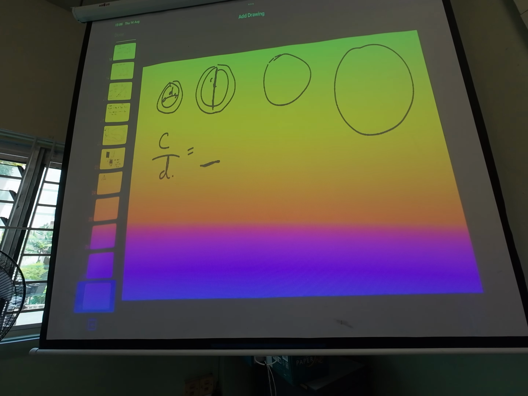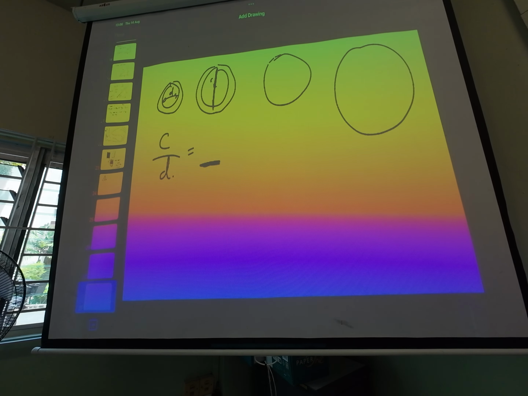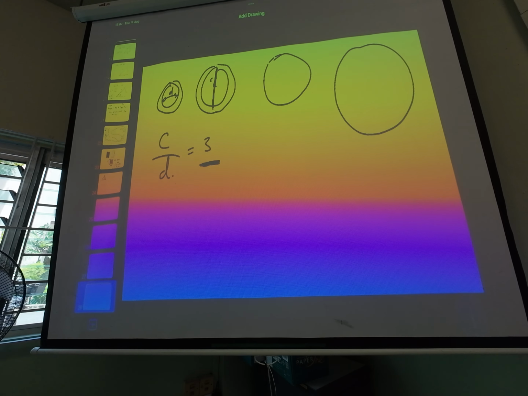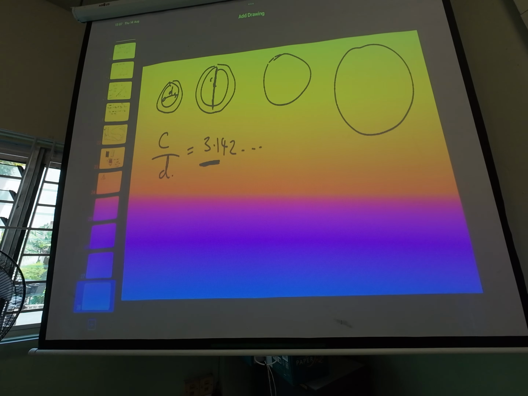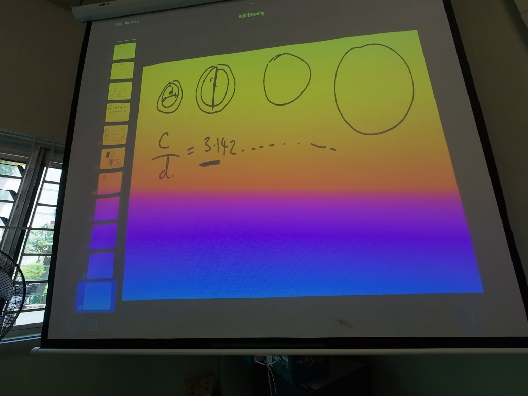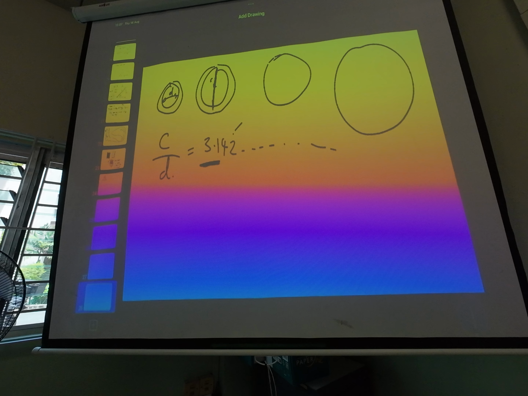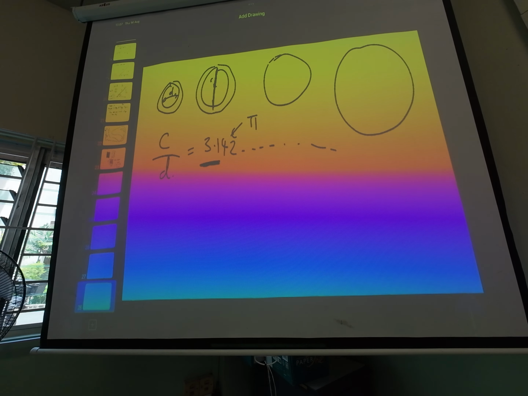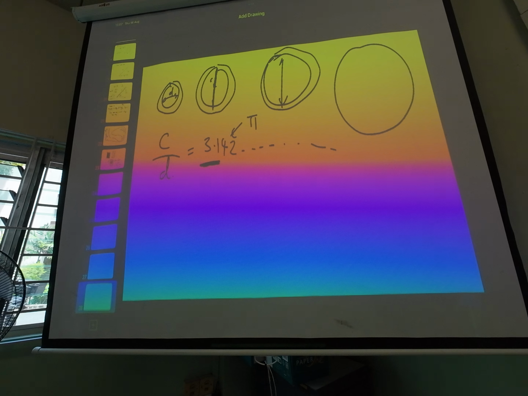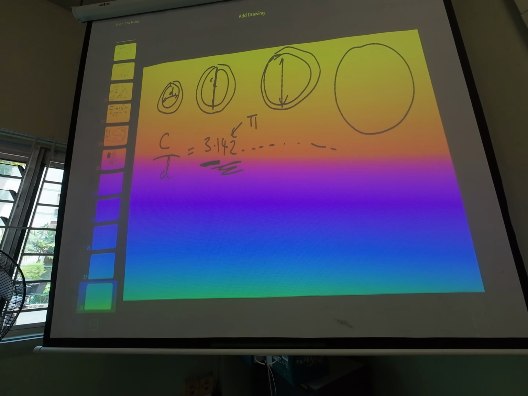So that is why they came up with this number. As we got better and better in mathematics, the number got more and more detailed, but the number is always 3.142. After they got this number, they called it pi. Okay? So no matter how big or small your circle is, when you take the circumference and divide by the diameter, it always gives you pi.